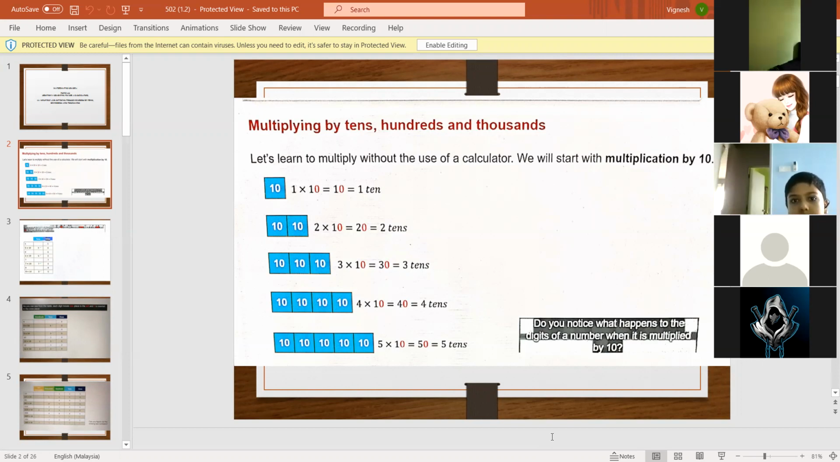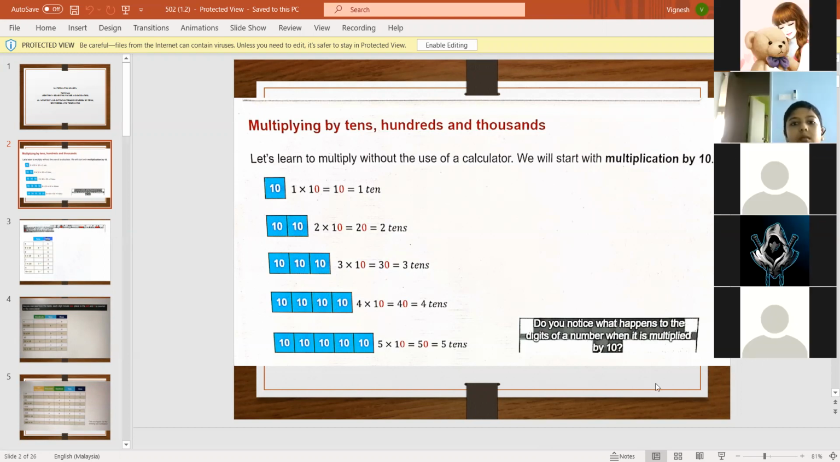Let's learn to multiply without the use of a calculator first. Okay, so multiply by 10. As you all know, 1 times 10 is 10. 2 times 10 is 20. That means 2 tens there, 20. 3 times 10 is 30, so 3 tens are here. And 4 times 10 is 40, 4 tens. And 5 times 10 is 50. That means 5 tens.